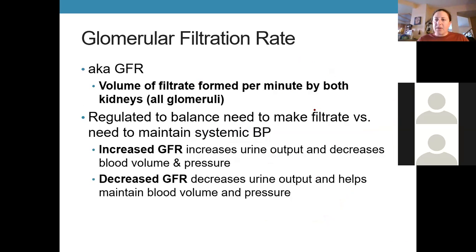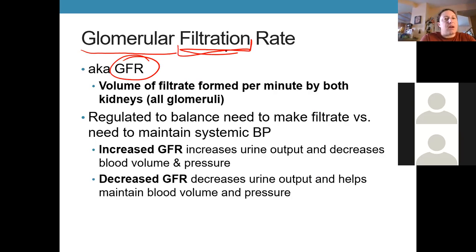So the way that we calculate the rate at which we're filtering fluid is with something called the glomerular filtration rate. So it really just means how much fluid is being formed within that capsule in a minute, as a sum total of all of the nephrons in both of the kidneys. So GFR is how we shorten it. Remember, filtration just means moving the fluid out of the glomeruli. So it's very self-explanatory. And so basically this is going to be volume per minute in mils or liters.